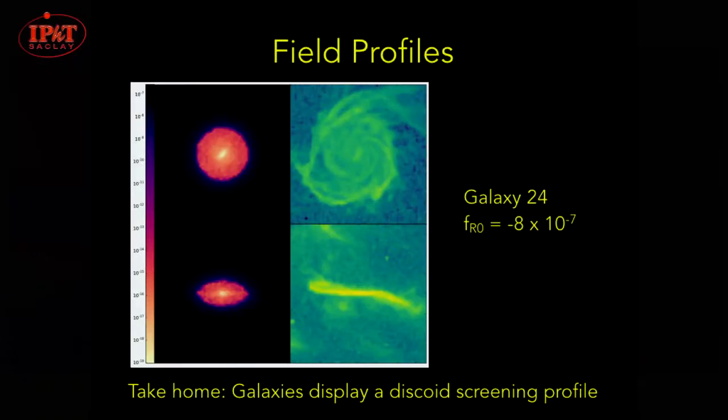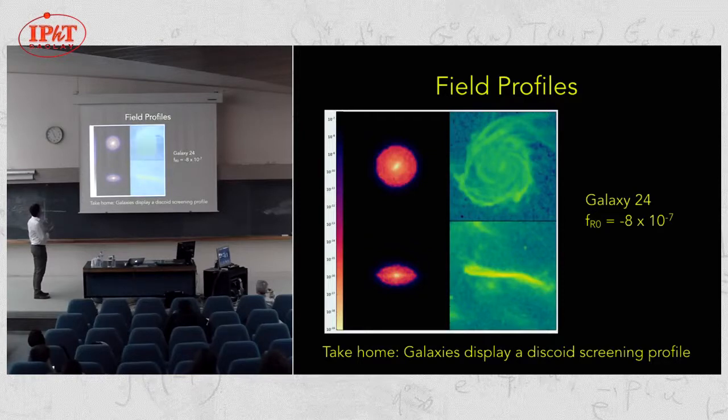So here's Galaxy 24, and what we observe is, this plot on the right are density projections, and these plots on the left are maps of the scalar field. So these are face-on and these are edge-on. And so what we observe is that there's a very sharp screening radius.